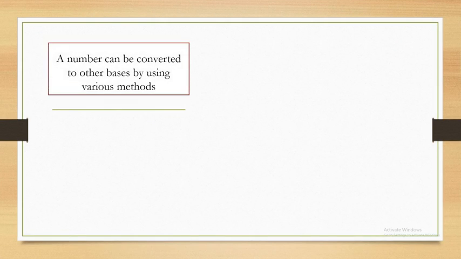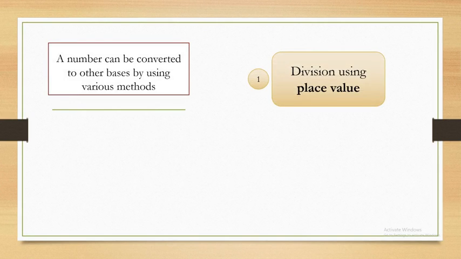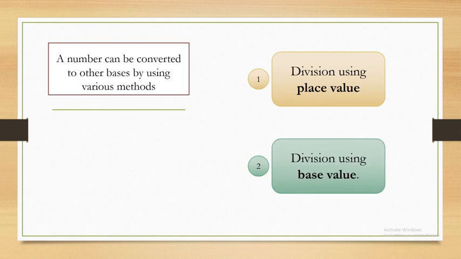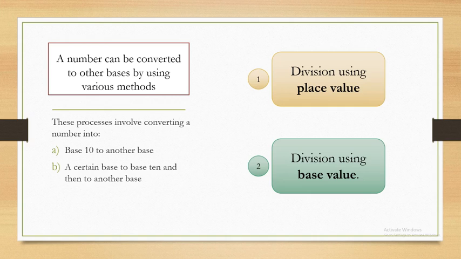Next. A number can be converted to another base by using various methods. The first method is division using place value, and the second one is division using base value. There are 4 processes that involve converting a number. First is base 10 to another base. Second is a certain base to base 10 and then to another base. The third one is base 2 directly to base 8. And the last one is base 8 directly to base 2.